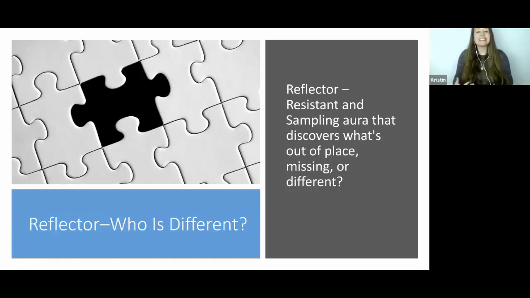But the reflector is looking for who is different, who doesn't belong here, who's out of place, and they can spot that really easily.